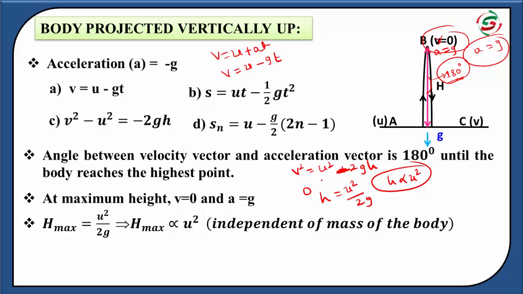It does not depend on the mass of the body. And h1 by h2 is equal to (u1 divided by u2) whole square. The height is directly proportional to the square of its initial velocity. These formulas are used to solve the problems on the basis of motion under gravity.